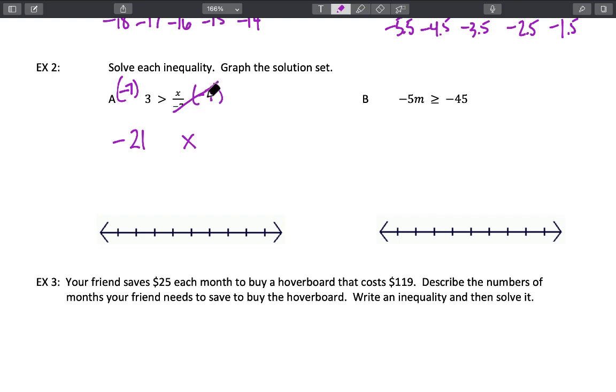However, because I multiplied by a negative number, I need to reverse the direction of that inequality in order to create an equivalent inequality. So I have x by itself, all x values that are greater than negative 21. Again, if I want to rewrite this and switch those variables and the negative 21 across that inequality sign, then you've got to change the direction of that inequality.